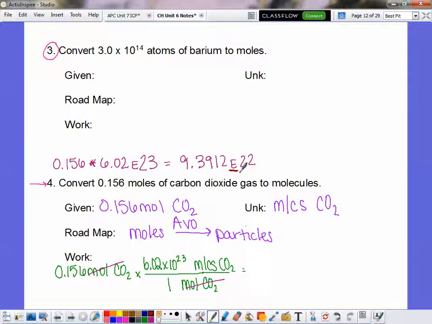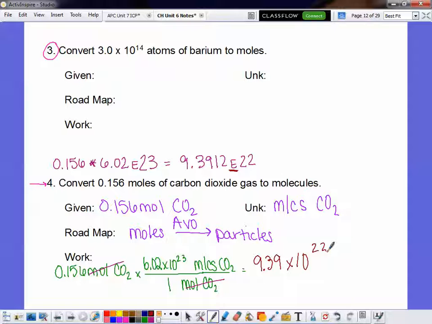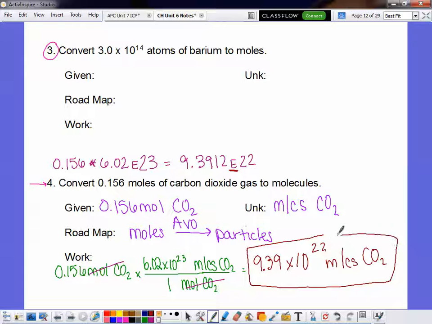Okay? So how many sig figs did we say? 3. So 9.39, and then what does that E mean? Times 10 to the 22nd. Okay, you cannot leave that E. You're not a calculator. You have to show me that that E means times 10 to the. And then our units are molecules of CO2. And that's our final answer. And again, we want to clearly indicate our final answer. If you couldn't type it in correctly, when we're doing pod work, I'll come around and help you again, okay?